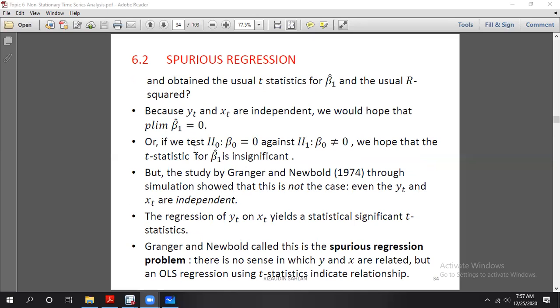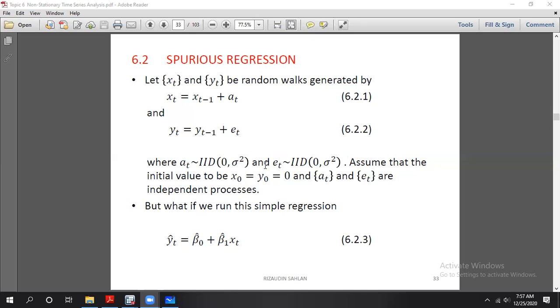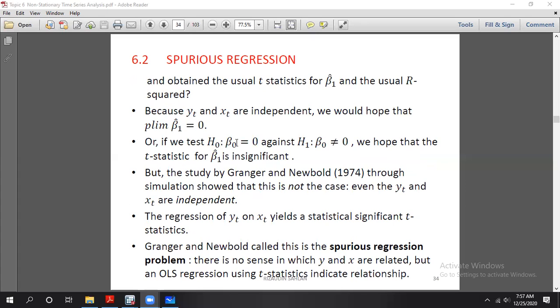If you test beta 1 equal to 0 against beta 1 not equal to 0, we hope that the t statistic for beta 1 is insignificant. Because, like I said before, we generate y_t and x_t independently, so there is no relationship between y_t and x_t.